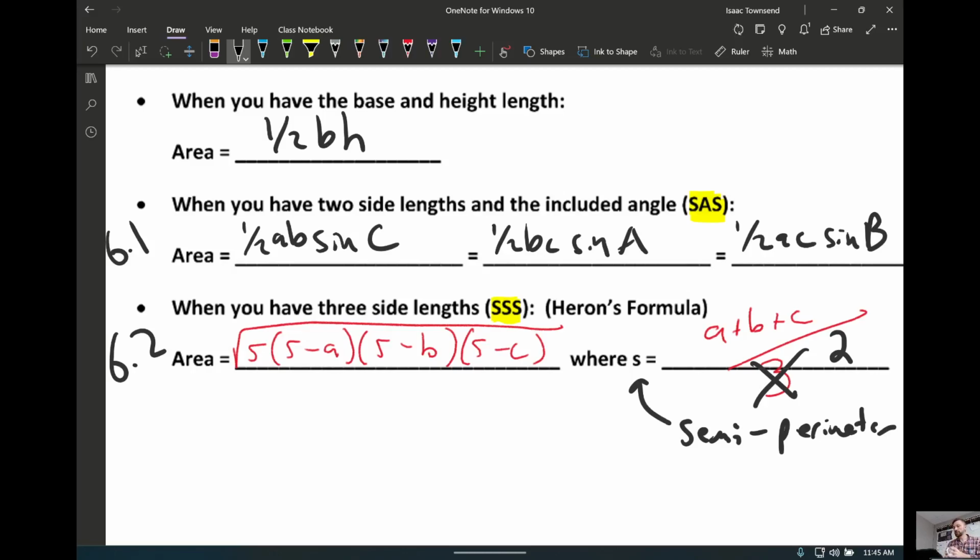Wait, is it S, or is it 5? Is that an S or a 5? These are all S's. Okay. Sorry, my S's and my 5s are very similar.